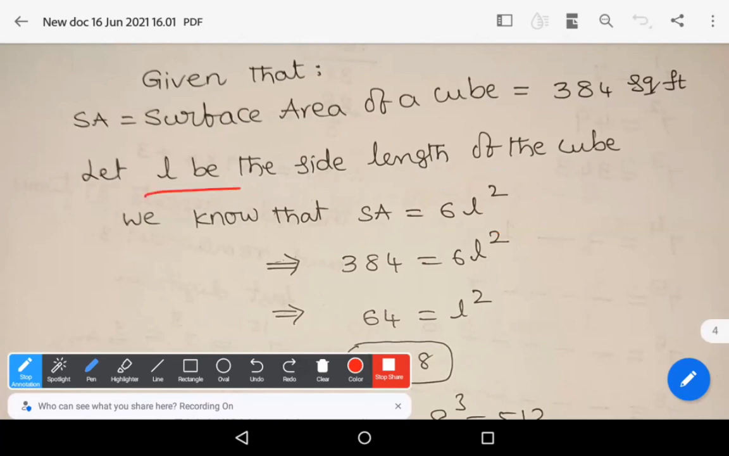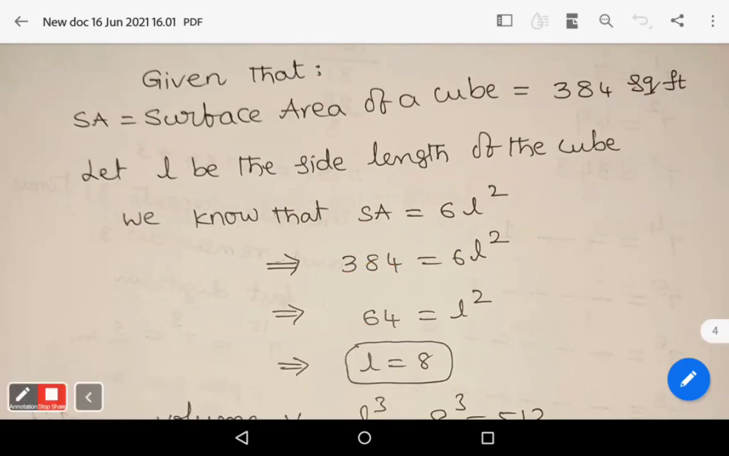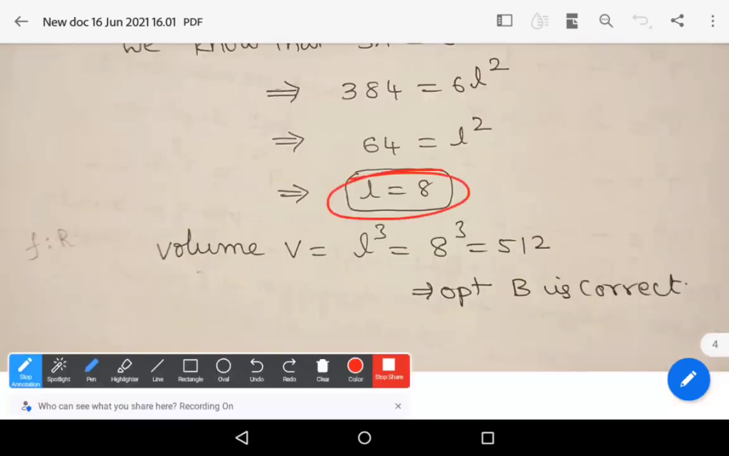Let L be the side length of the cube. Then surface area is equal to 6L square. This is the formula for surface area. By the given data, 384 is the surface area, so 384 is equal to 6L square. 6 6s are 36, 6 4s are 24. So you get L square is equal to 64. What is L now? Obviously L is equal to 8.